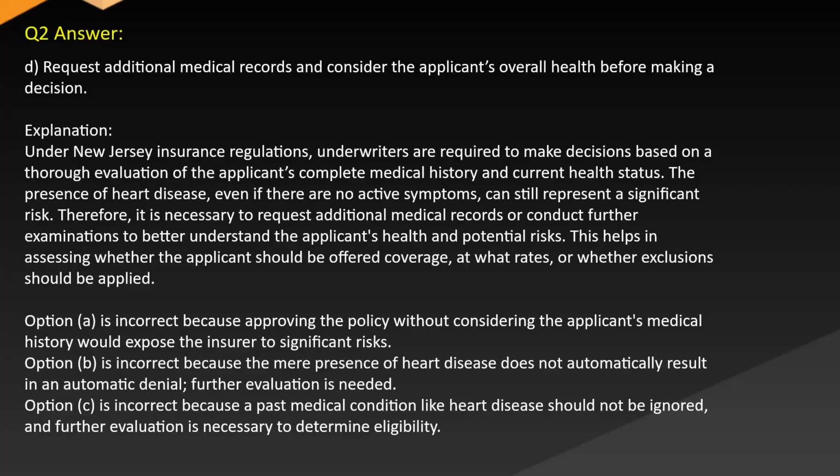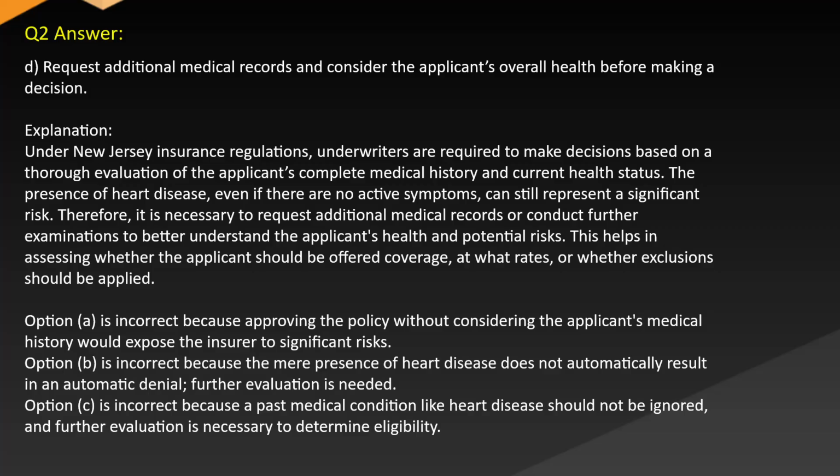Therefore, it is necessary to request medical records or conduct further examinations to better understand the applicant's health and potential risks. This helps in assessing whether the applicant should be offered coverage, at what rates, or whether exclusions should be applied. Option A is incorrect because approving the policy without considering the applicant's medical history would expose the insurer to significant risks. Option B is incorrect because the mere presence of heart disease does not result in an automatic denial. Further evaluation is needed.